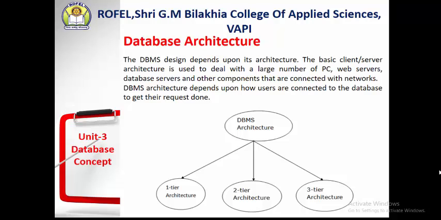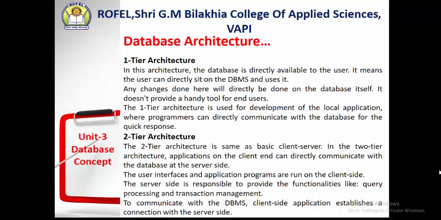In 1-tier architecture, it is single, users communicate directly with the database. In 2-tier architecture, there are the client and server, 2 different layers. In 3-tier architecture, there is one more layer between a client and server. There are 3 different layers to perform queries and give the response to the users.